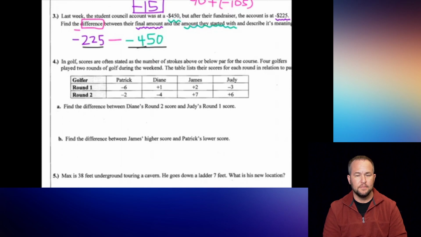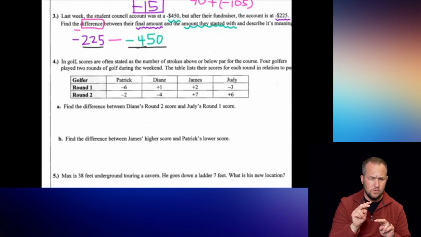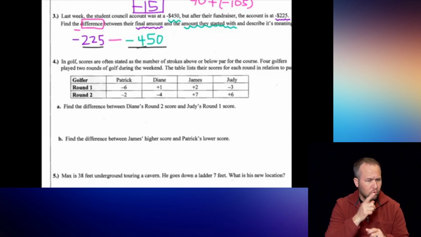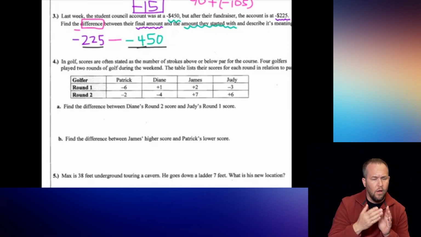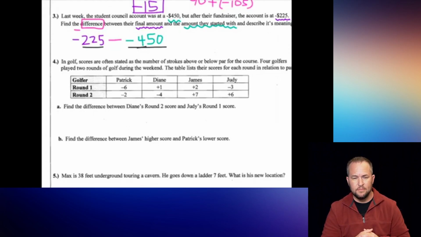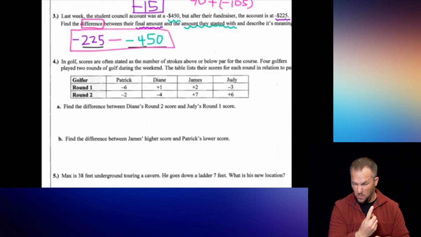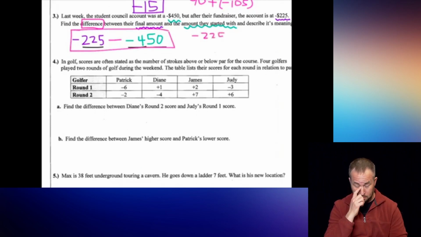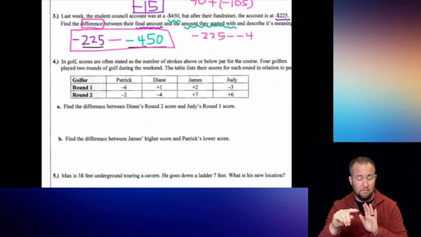So once I set up my subtraction expression, I always go back and double check. Last week, that's where we started, that's where we ended. And then the sentence says, find the difference between the final amount, so negative 225 minus the negative 450. And then we're going to describe the meaning once we get that final answer. So here's my expression. I'm going to leave that one alone. I'm going to do some work over here. So negative 225 minus a negative 450.